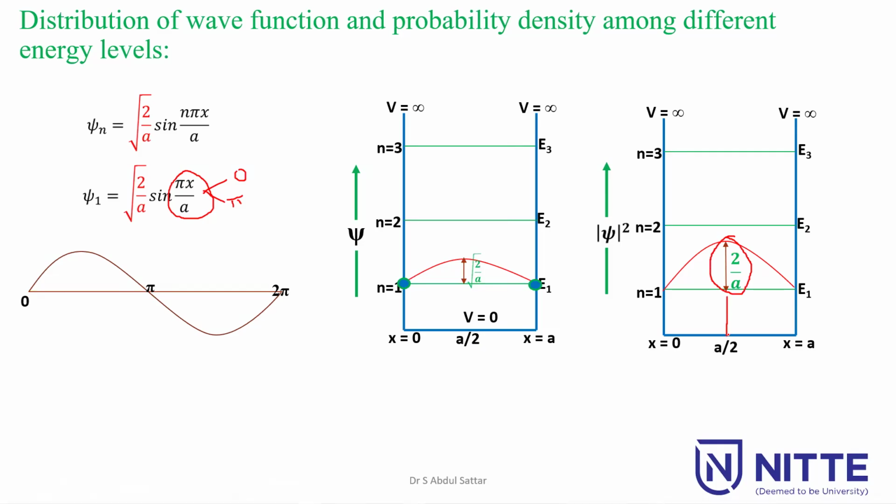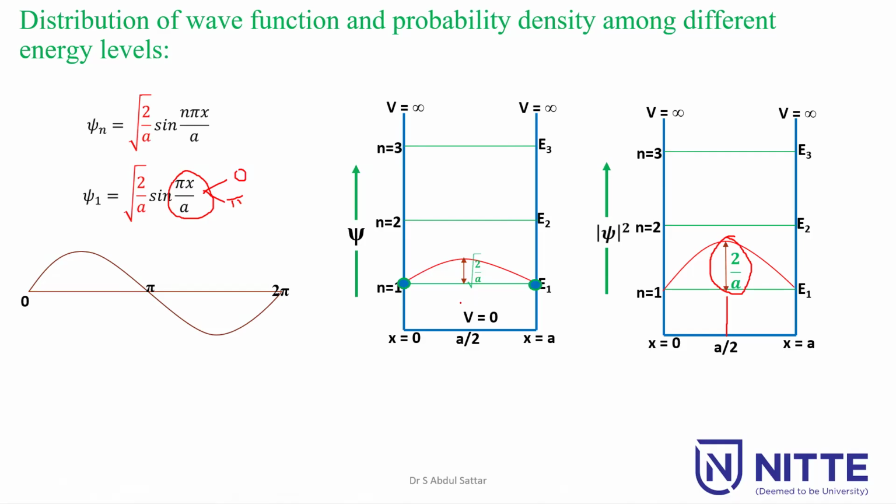That means if n is odd, the most probable position of a particle in the potential box is the center of the well. That means there is more chance to find the particle at the center of the well, that is at a by 2.